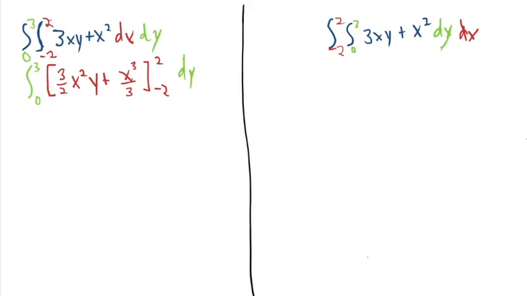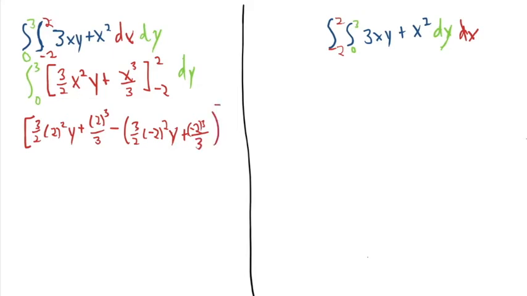So now let's solve for the middle integral. 3 over 2 of 2 squared y. We don't have anything to plug in for y, so we just keep y as y. Then 2 cubed over 3, minus 3 over 2 times -2 squared y, and that'll be plus, minus 2 cubed over 3. And it is still within that 0 to 3 dy integral.